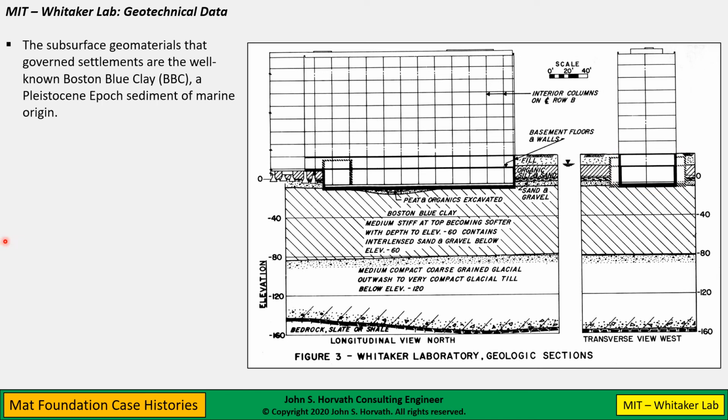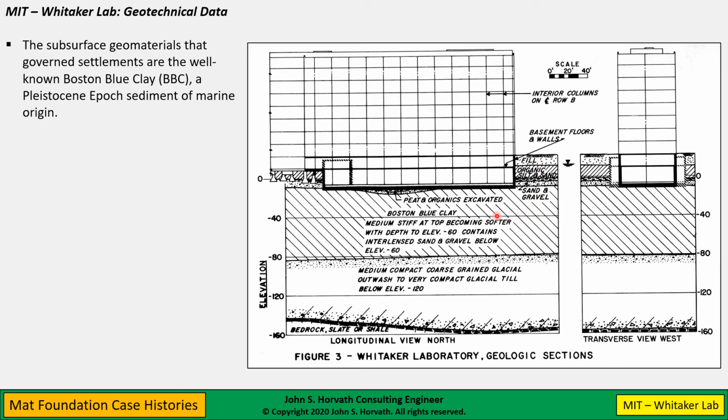The subsurface materials are the well-known Boston blue clay you see here. These elevations are all in feet, by the way. And this building was designed as what you see called a compensated mat foundation, meaning the overall average load from the structure, dead weight plus live load, was more or less exactly the overburden stress of the material, 30 feet or so of the material that was excavated.